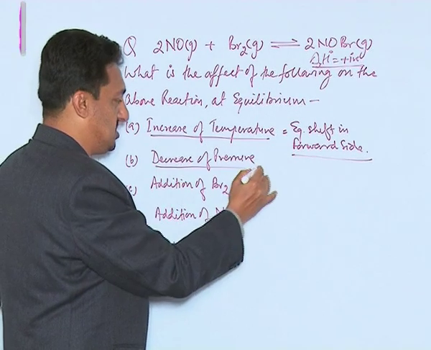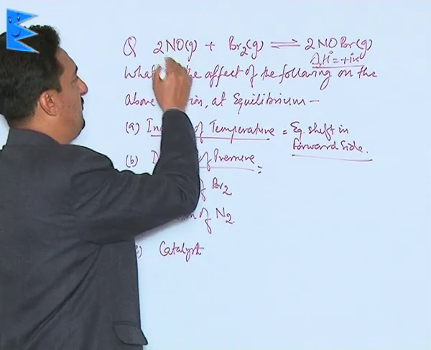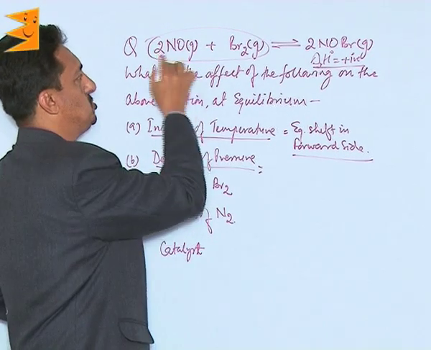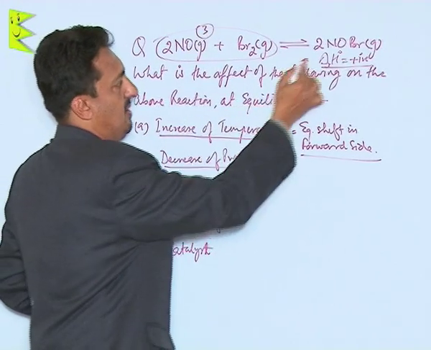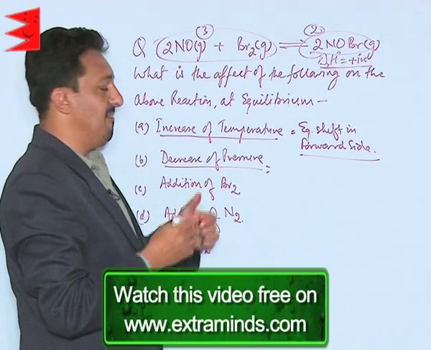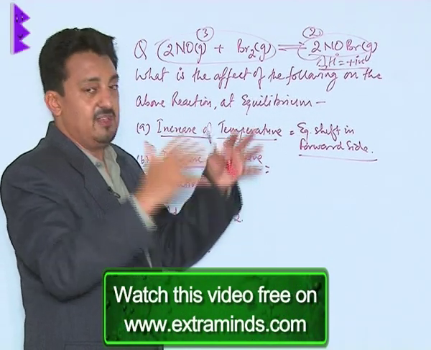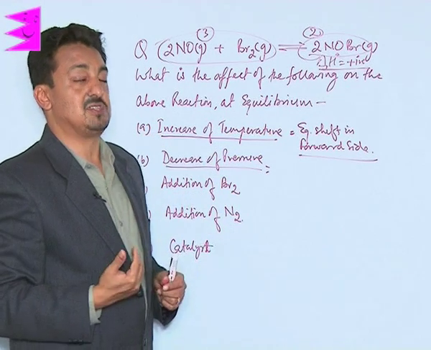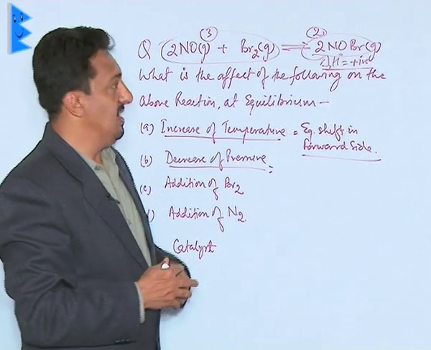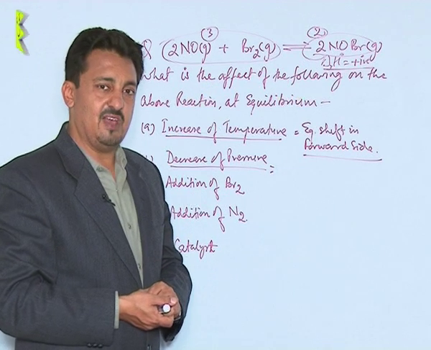Let us see the second condition. Decrease of pressure. Here we have how many moles of the gaseous substances? 2 and 1, 3. Here we have only 2. So the decrease of pressure means we are increasing the volume, we are decreasing the pressure, increasing the volume. It means we are favoring the side which contains more number of moles of gaseous substances. Here on the reactant side we have 3 moles of gaseous substances. On the product side we have only 2 moles of gaseous substances.